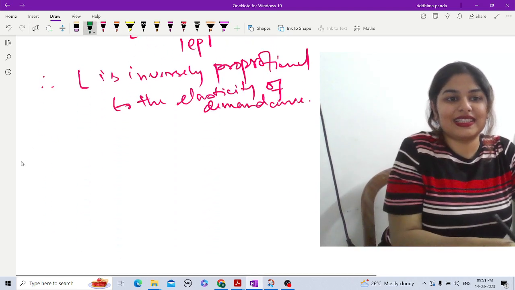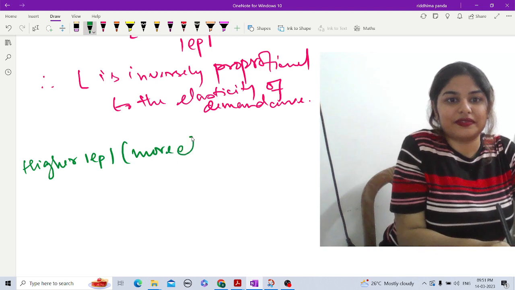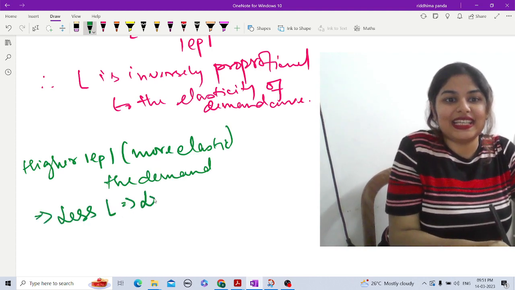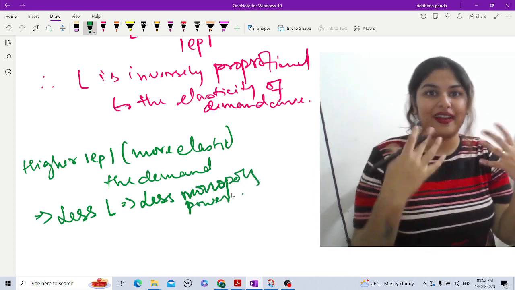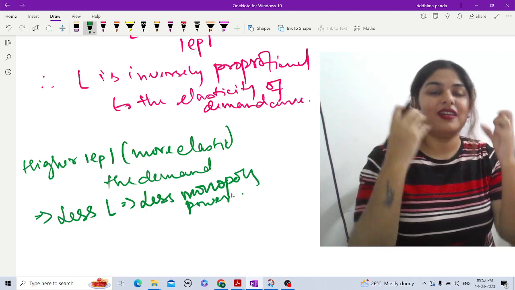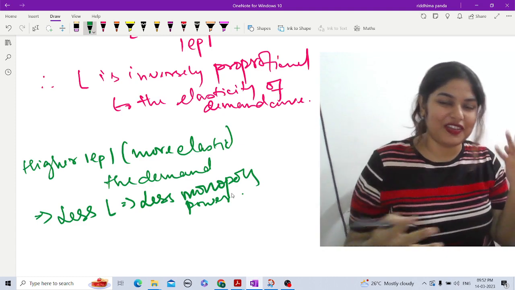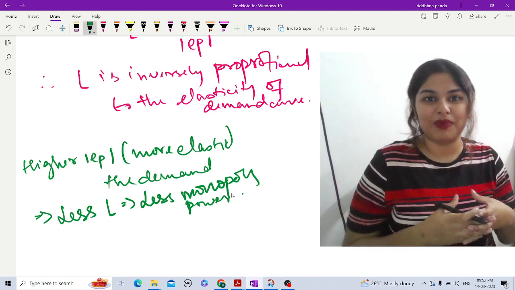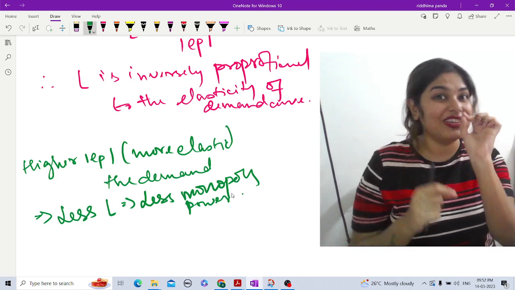What is the meaning then? A higher EP, that means a more elastic demand, implies a lower L, that is, less monopoly power. If in a market the demand curve is elastic, more substitutes are available, so you can imagine there is competition. The more the competition, the less the monopoly power. So the more the elasticity of demand, the lower the monopoly power and the lower the value of Lerner's Index.